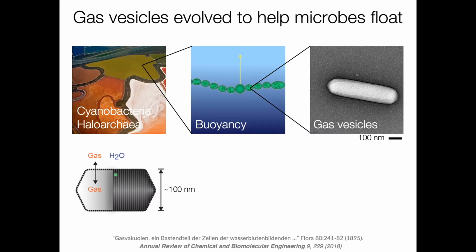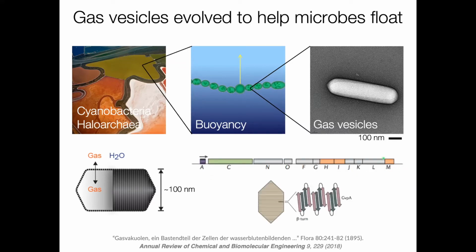And when these cells want to float higher, they turn on the set of genes that encode the protein subunits that self-assemble into these nanostructures, make more of them, and so the cell becomes less dense and starts floating in the water. And when they want to sink, they can break these down with proteases and sink back down. So really a remarkable piece of evolution. And they were actually discovered back in 1895, and then people kind of forgot about them.